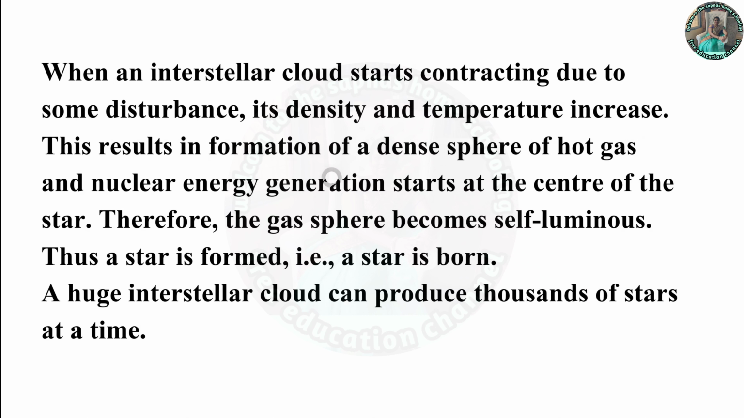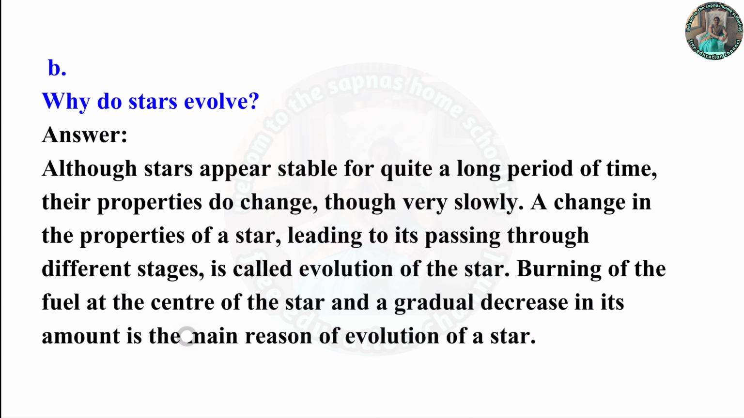This results in formation of a dense sphere of hot gas. And nuclear energy generation starts at the center of the star. Therefore, the gas sphere becomes self-luminous. Thus, a star is formed, that is, a star is born. A huge interstellar cloud can produce thousands of stars at a time.